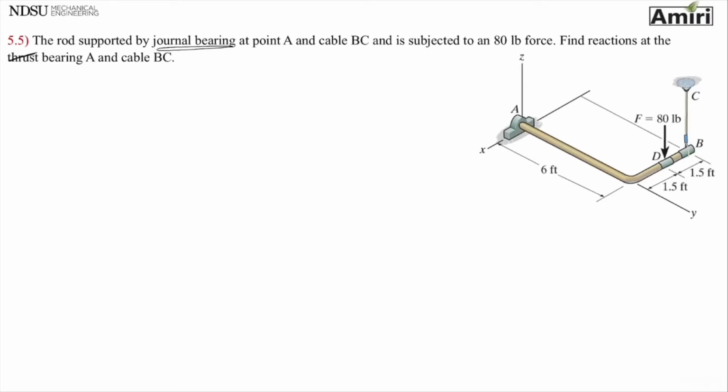Okay, so step one, same as before, is free body diagram. I'm going to draw FBD of A, D, B. That means I'm going to isolate and draw outline of the shape. Then I'm going to put active forces, the forces that are trying to disrupt the equilibrium. I have one that is 80 pounds. Then I'm going to put reactive forces.